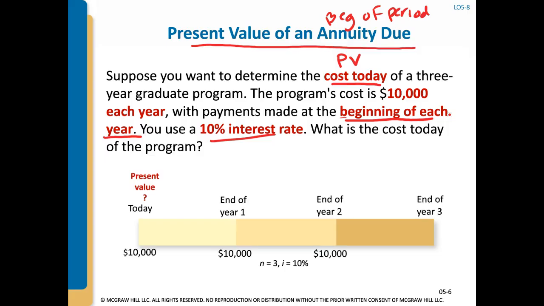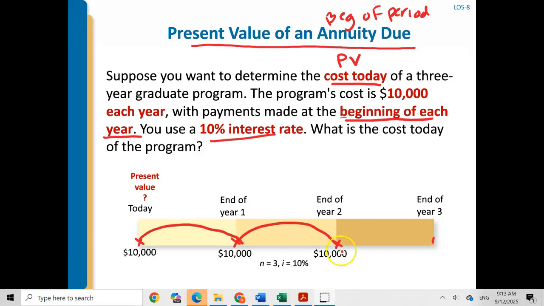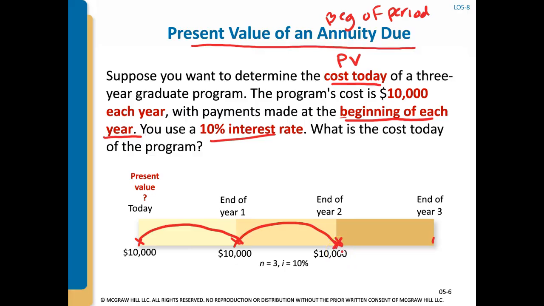How much would I need to invest today in order to make 3 payments, including a $10,000 payment today, a $10,000 at the end of year 1, and a $10,000 at the end of year 2. Notice we have this end of year 3 here, but nothing happens at the end of year 3. It's irrelevant because we made our first payment today. So let's see what we could do.